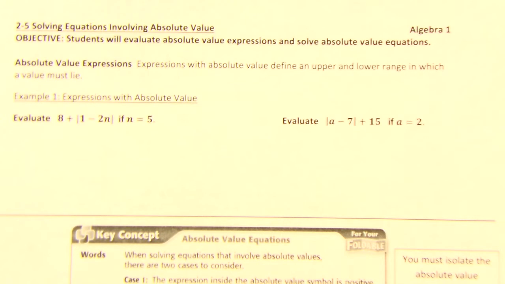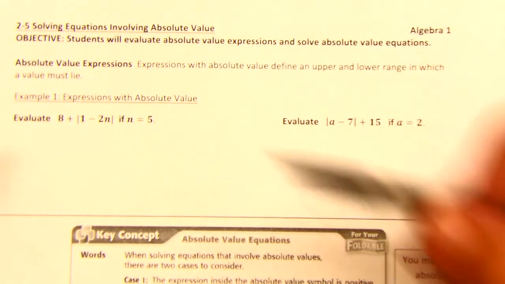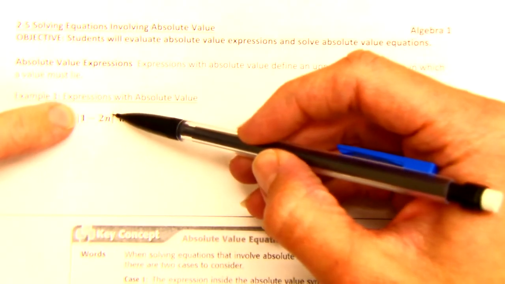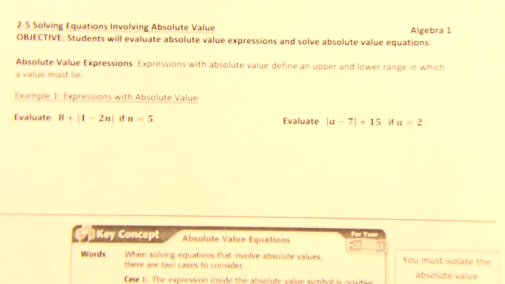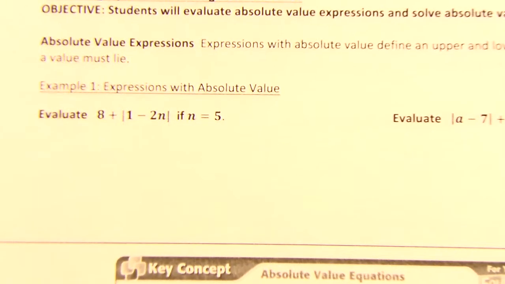We are in Chapter 2 talking about solving equations with absolute value. So remember that absolute value means that it is that distance from zero. Because of that, the value of something in the absolute value bars will never be negative, because distance is never going to be negative.